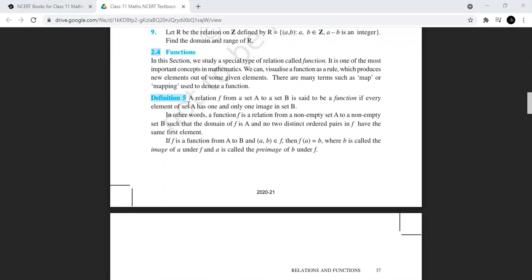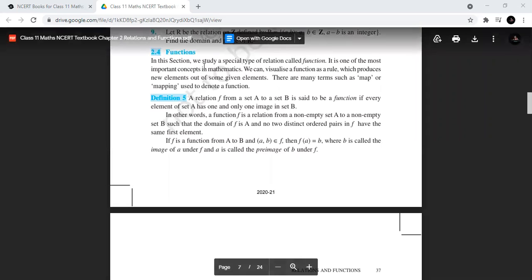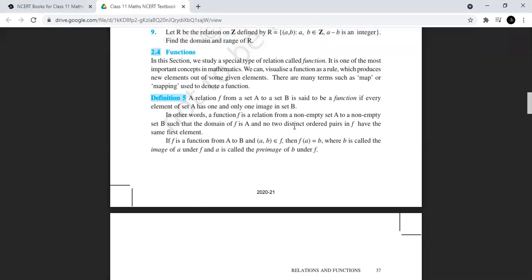As they have defined here in terms of sets and relations, a function is actually a special type of relation. Certain relations. What are relations? Relations were subsets of the Cartesian product of two sets. Out of those relations, certain types of relations are called functions. Now we'll study in detail which kind of relations will be termed as functions.